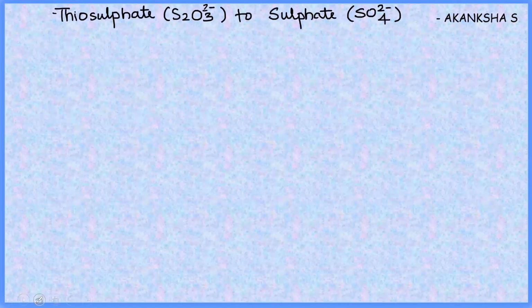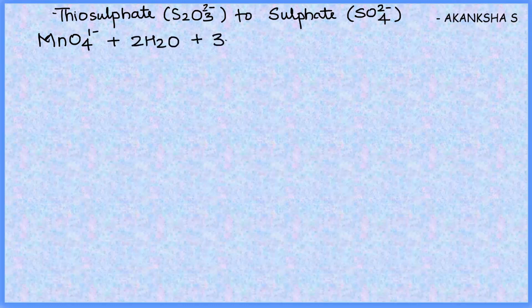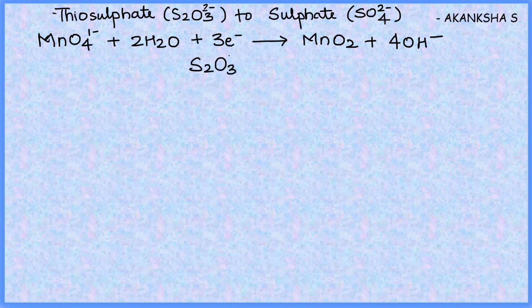Keeping that in mind, let's check out another one, thiosulfate to sulfate. So first write down the general equation. General equation is MnO4 minus plus 2H2O plus 3 electrons give you MnO2 plus 4OH minus. What is our secondary equation? Thiosulfate, S2O3 2 minus, getting converted to sulfate, SO4 2 minus.